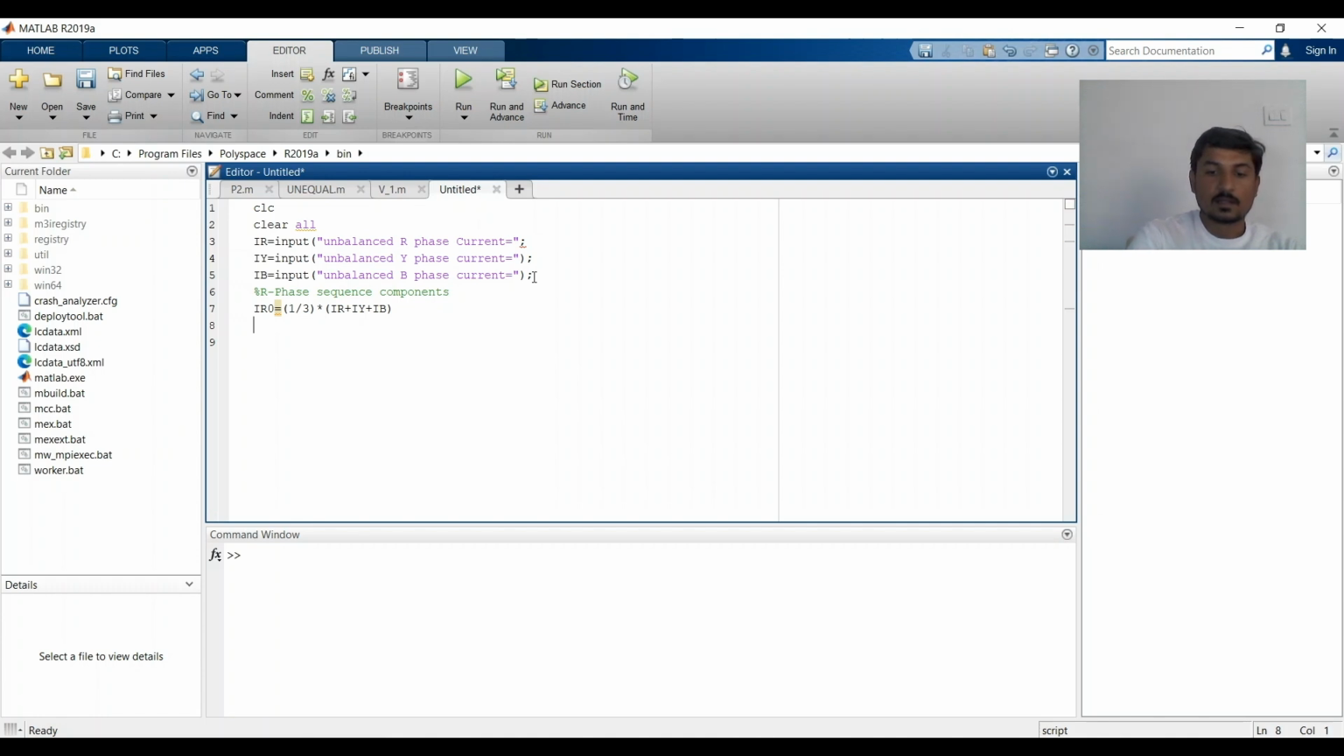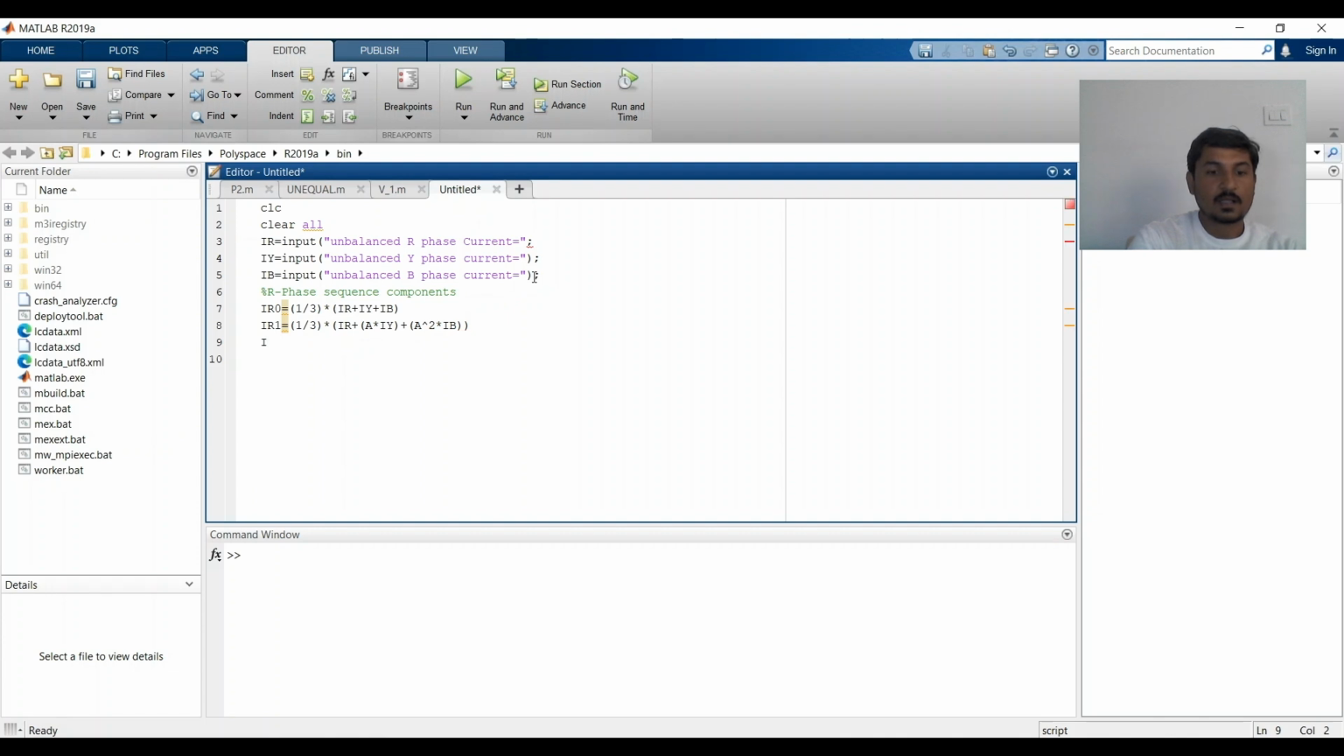Similarly, IR1 is also 1 by 3 times IR plus A times IY plus A square times IB. Since we have a multiplication part here, we can use one more set of parentheses just to make sure the calculation is accurate.